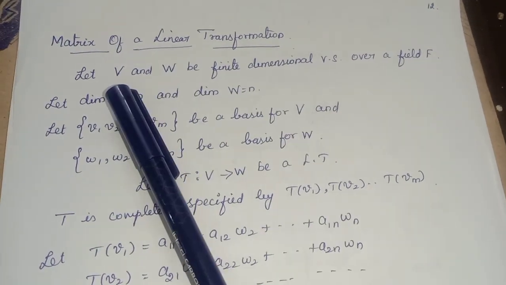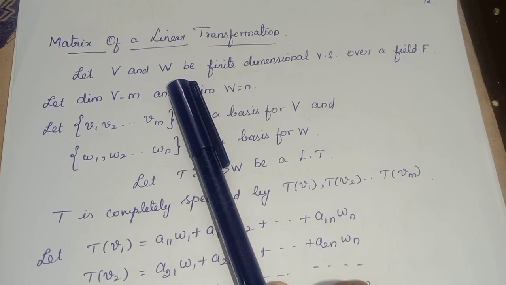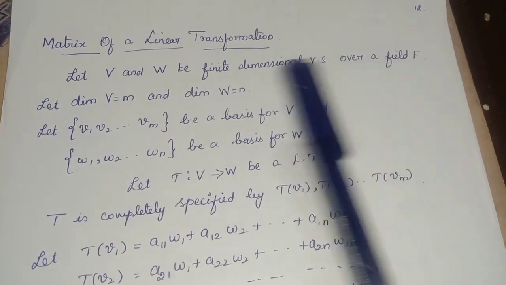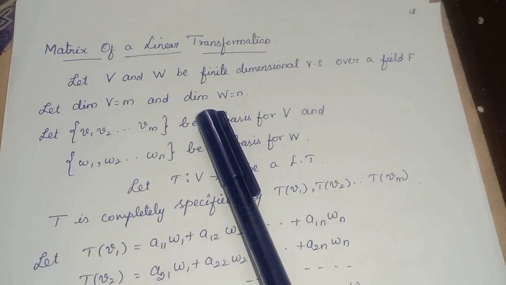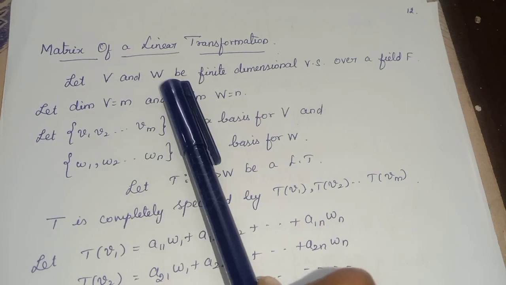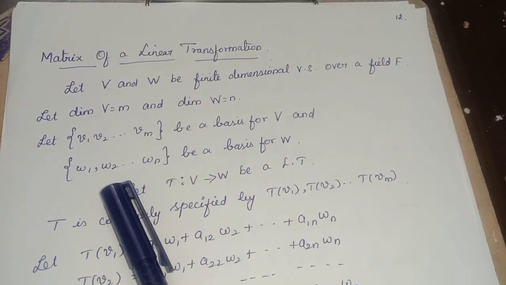Okay, suppose we have two vector spaces V and W. They are finite dimensional over a field F. Dimension of V is M, dimension of W is N. Okay, now let us take any two bases for this V and W.